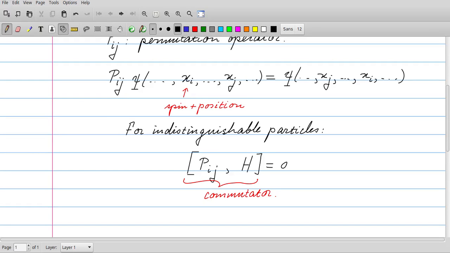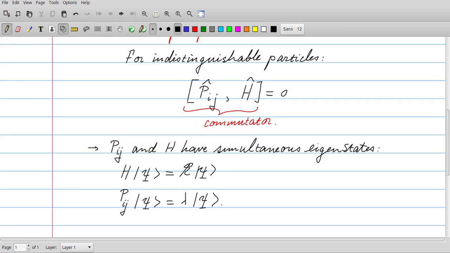Because the particles are considered to be indistinguishable, we should have that the commutator between the Pij, which obviously is an operator, and the H, which is also an operator, should be 0, because Pij doesn't have any effect on the Hamiltonian.